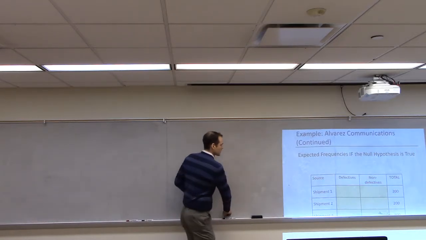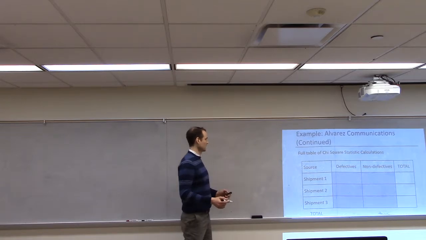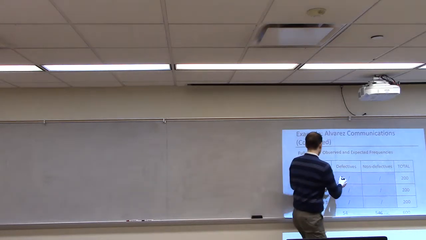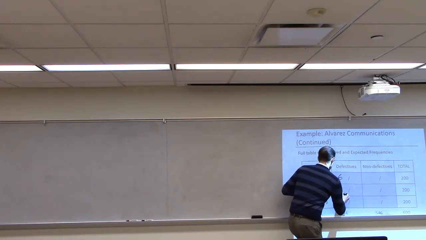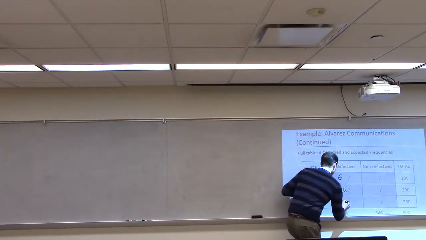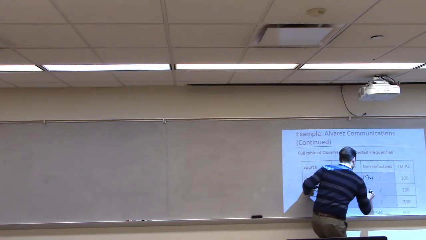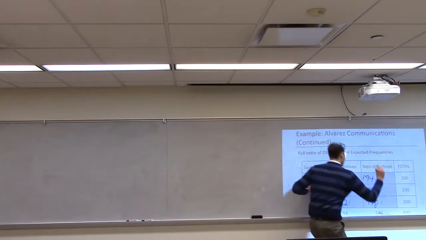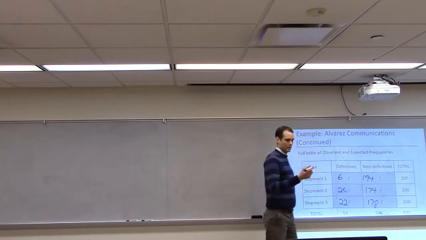All right. So, expected frequencies, what do I have here? I want the full table of expected and observed, and then I want the chi-square calculations. Okay, so can someone read off the observed here? 6, 26, 24, 22? 182. Okay, how about here? 194, 194, 174, 174, 178. 178? Yes. All right. Okay, and then what is the expected frequency in shipment 1 of defectives?